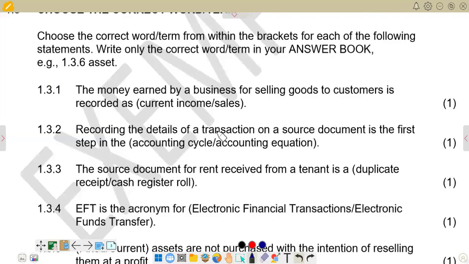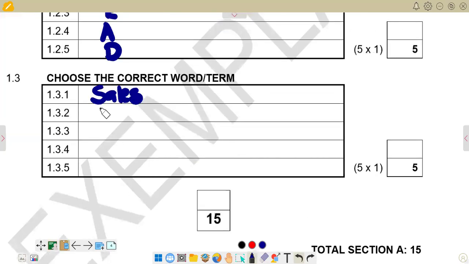So the next response is recording the details of the transaction on a source document is the first step in the, remember, this is the accounting cycle. Remember, the accounting equation says assets is equal to owner's equity plus liabilities. So this describes the accounting equation. So the accounting cycle is the one that is described by this statement that we have in 1.3.2. So we are saying accounting cycle. So I'll go to the next question and try to see what we have. It's 1.3.3.